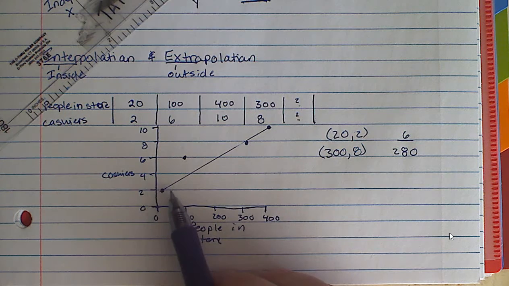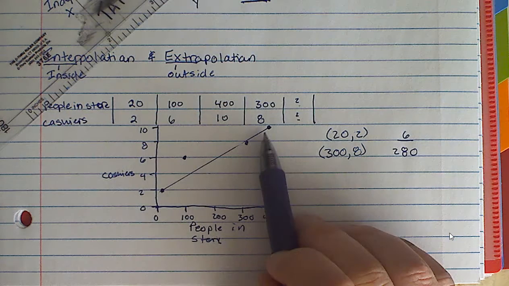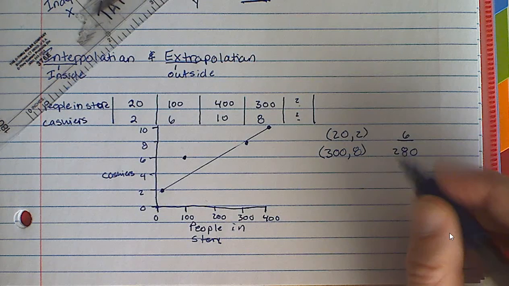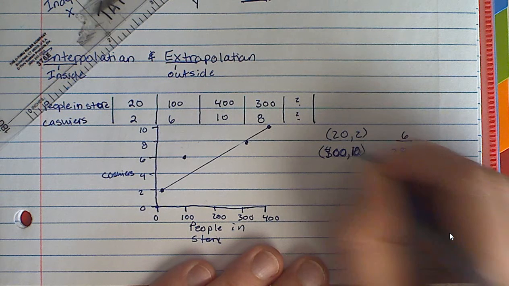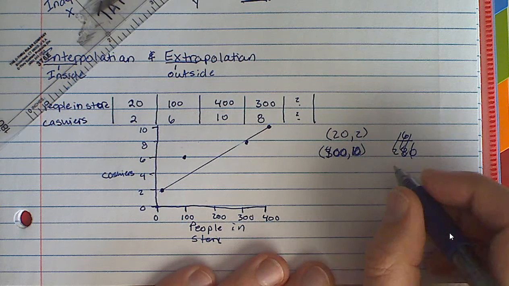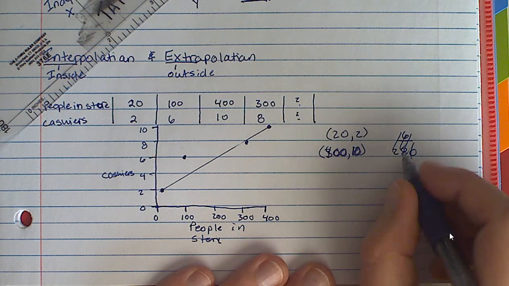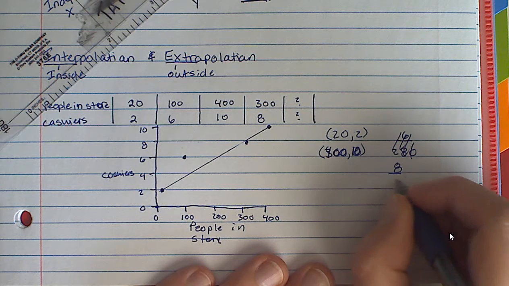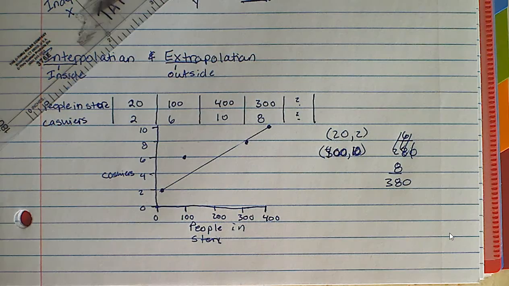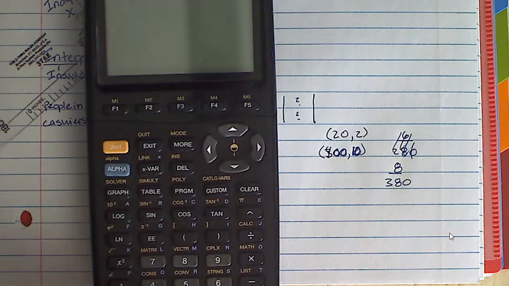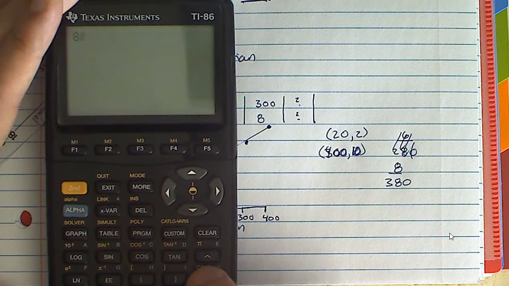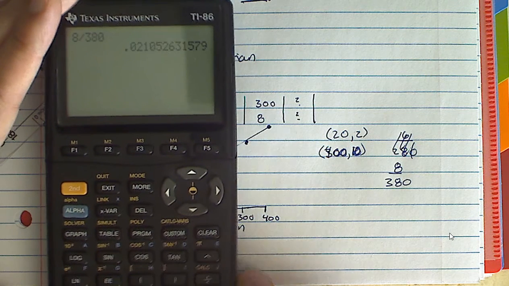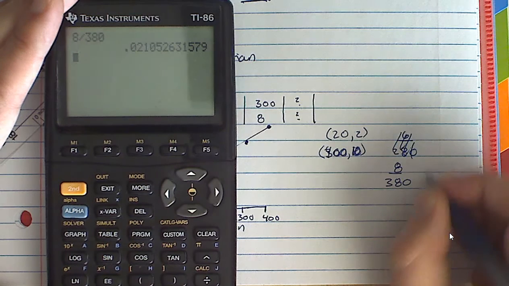Oh, sorry. I should be 410. Thank you. 410. My mistake. Thank you, everybody who corrected me, this should be 8 over 380. So 8 divided by 380. And I'm going to round that to 2 decimal places, so I'm going to call it 0.02.